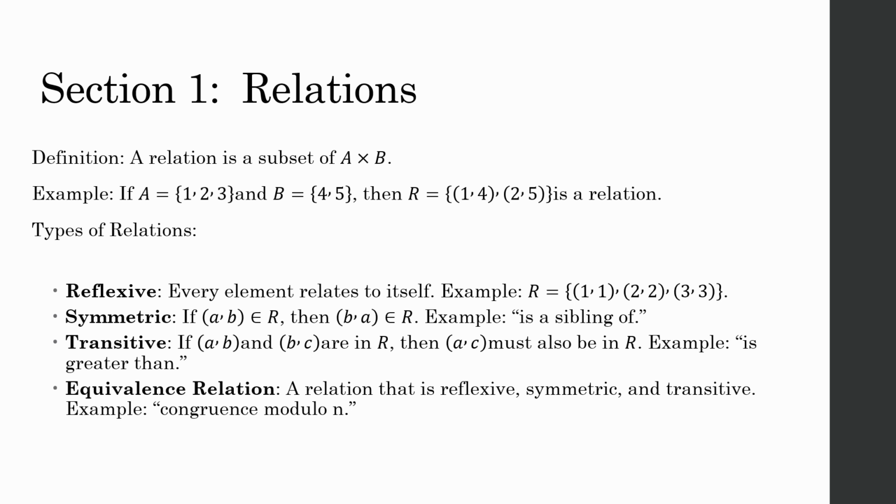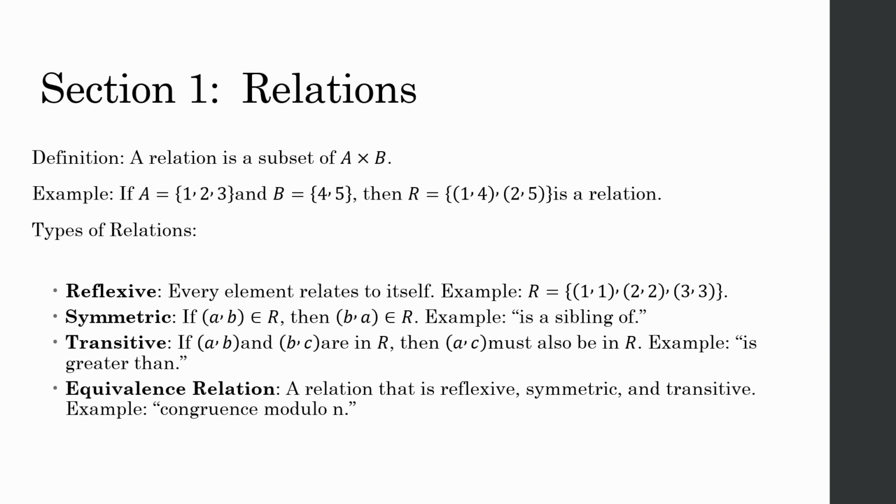Equivalence relation. A relation that is reflexive, symmetric, and transitive all at the same time is called an equivalence relation. In mathematics, an equivalence relation is a binary relation that allows you to group similar elements within a set together.